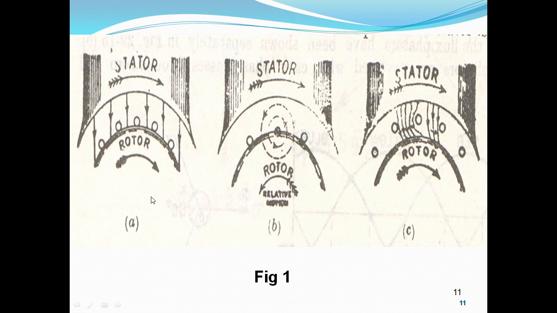Figure A shows only the stator flux. Figure B shows only the rotor flux. In figure C, you see both the rotor flux and the stator flux. On the right hand side of the conductor, the rotor flux is moving upward and the stator flux is coming downward.